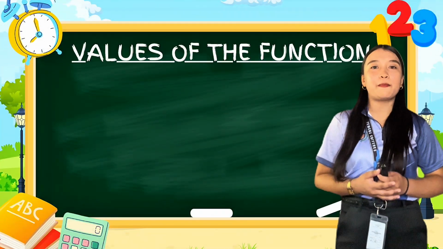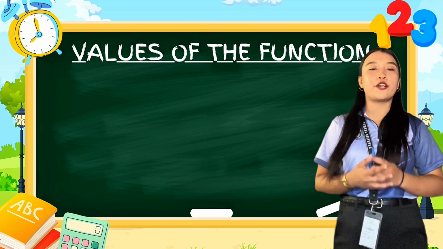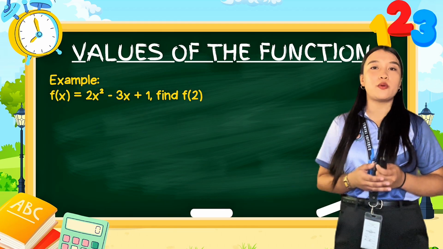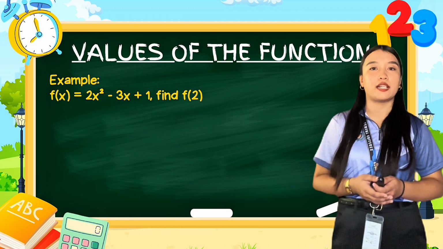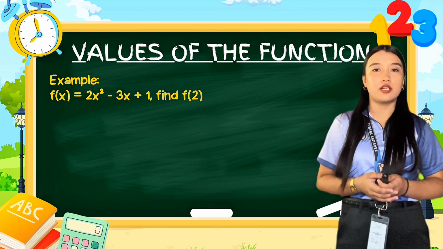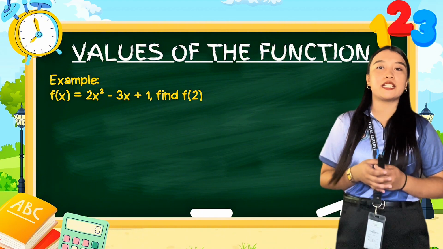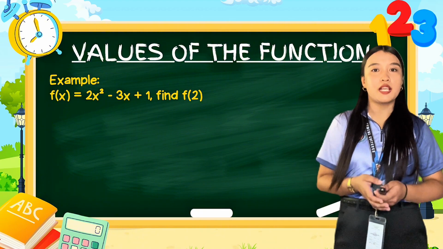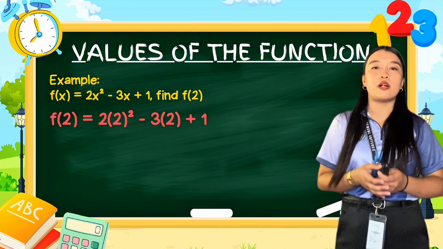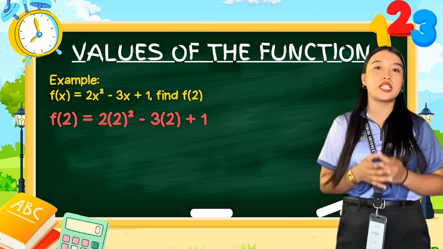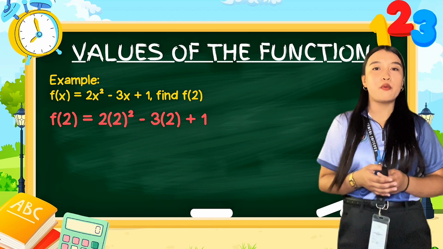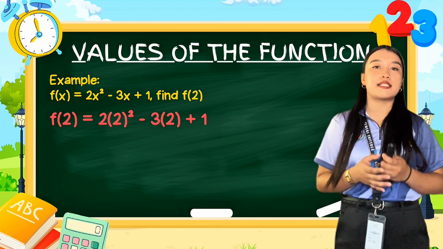So now, let's apply these steps to an equation. For example, f of x equals 2x squared minus 3x plus 1, and we are finding f of 2. So just like what I've said earlier in step number 3, we need to substitute the value of x into the function. So it becomes f of 2 equals 2 times 2 squared minus 3 times 2 plus 1. And now, we can simplify and solve it step by step.